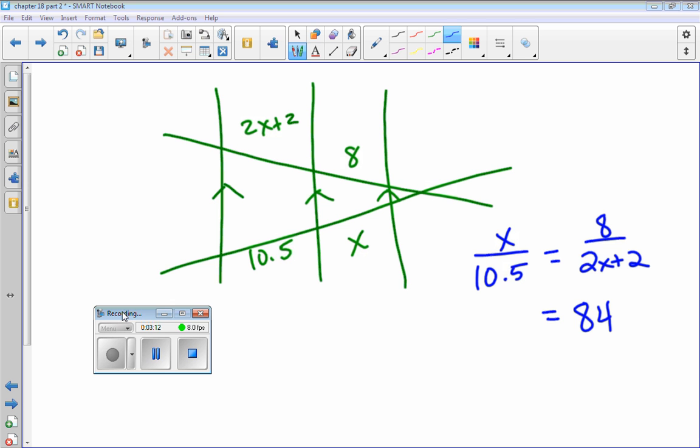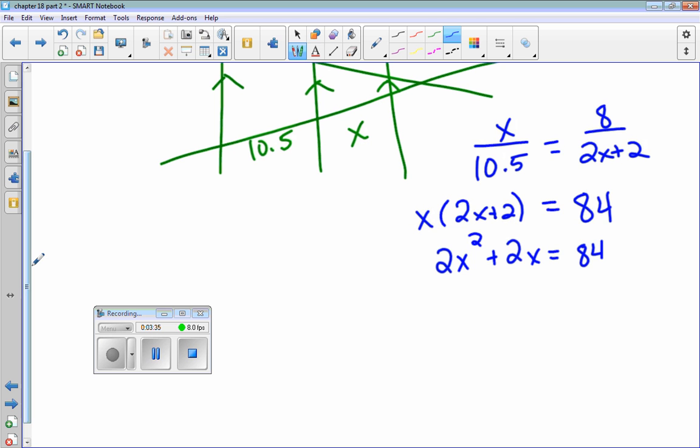I get it. All right, and then over here, I go ahead and write it this way just to remind myself to distribute, okay? And then we're going to distribute. And x times 2x is 2x squared. People want to say 3x, but that's only when you add. So it's 2x squared plus 2x equals 84. So we have to remember, in this case, when it's quadratic, how do I solve a quadratic equation? Get it equal to 0.